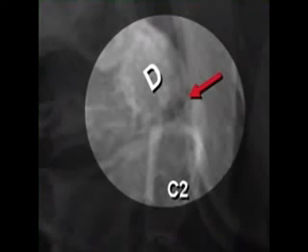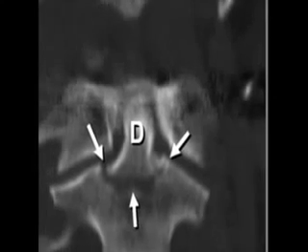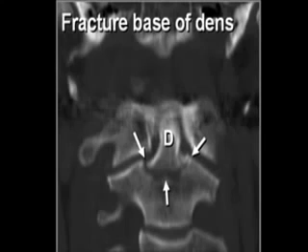This is an example of a fracture at the base of the Dens. The red arrow is pointing to the horizontal lucency, which is the fracture itself. The Dens with the D on it is tilted backwards slightly. This is a CT scan in a coronal reformatted version that shows the fracture through the base of the Dens in this patient.